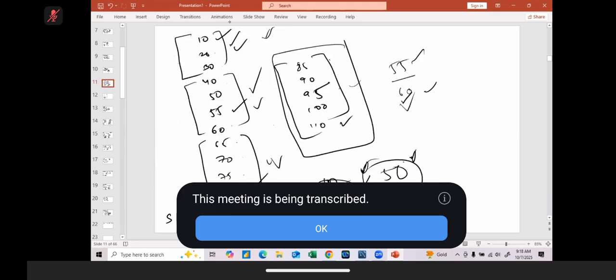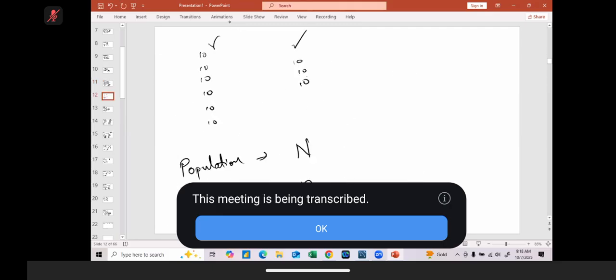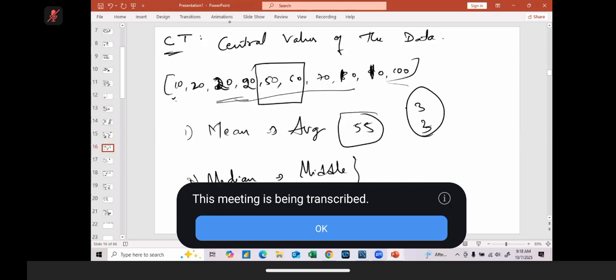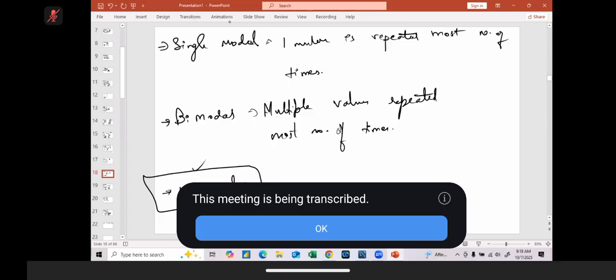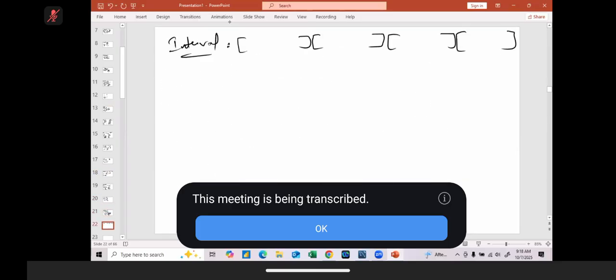Here the interval for first group is 10 to 30. Interval for second group is 40 to 60. Here 65 to 80. Fourth group is 85 to 110. Right? This is nothing but interval. Dividing our whole data into different intervals and then analyzing that. One real-time example. Anyone? One real-time example for this interval variable measurement scale.